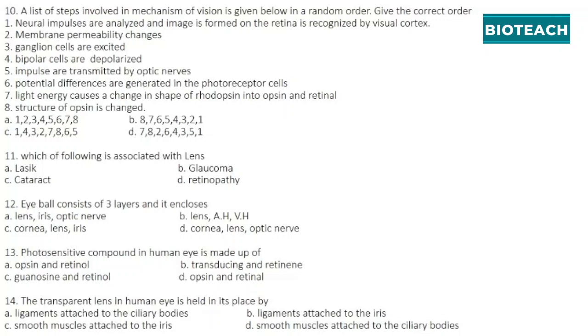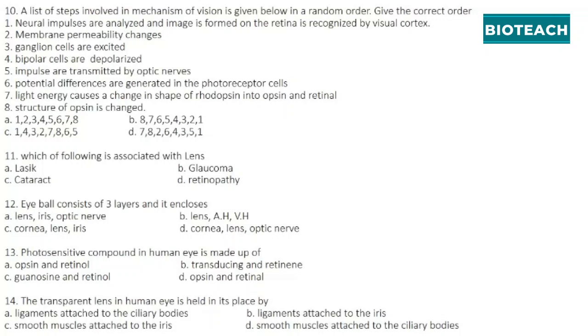Question number 12. The eyeball consists of 3 layers and it encloses, as we discussed, the lens, aqueous humor and vitreous humor. Answer is B. Question number 13. The photosensitive compound in the human eye is made up of: opsin and retinol, transducin and retinine, guanosine and retinol, and D. opsin and retinol. So the answer is D.